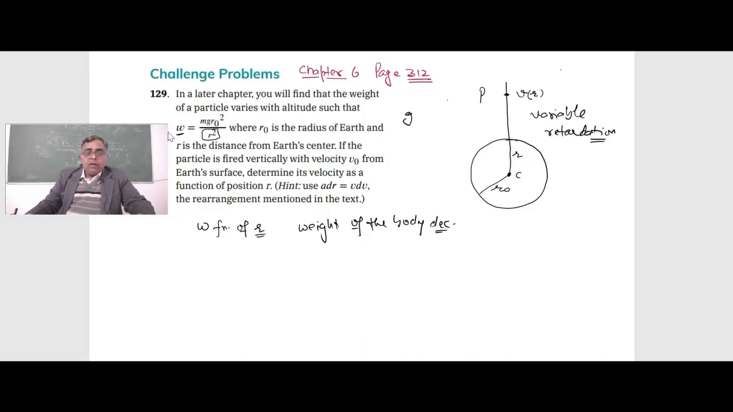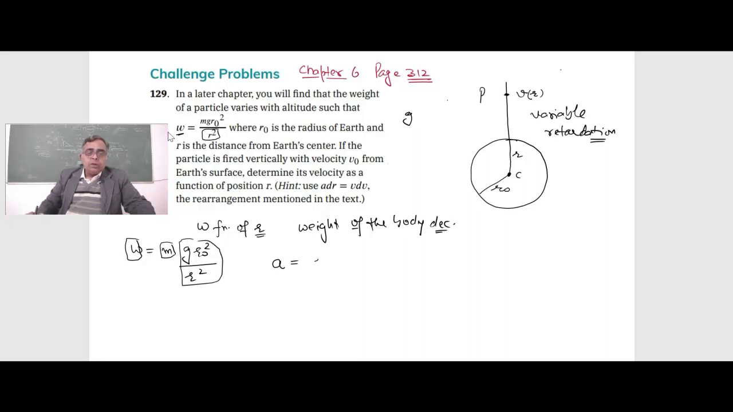Now, what is that variable acceleration? You can find that from the given result. So I am writing this weight as m g r naught square by r square. Now this is force, and force is mass into acceleration. So we are given this acceleration, or you can say retardation in our situation.